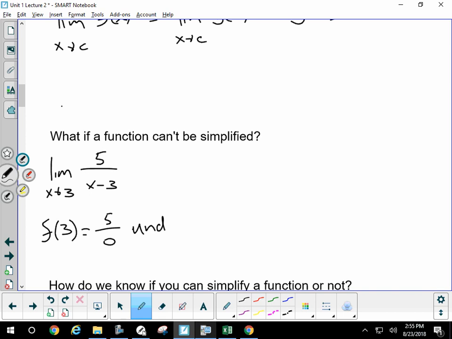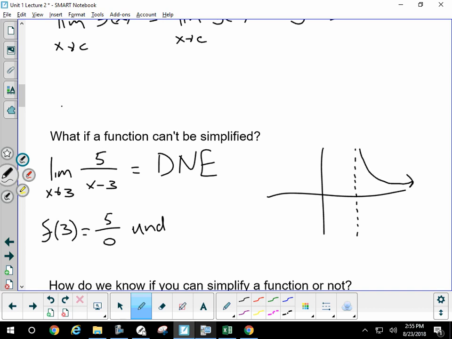But I look at this and I can't factor anything, and I can try to manipulate stuff, but it's not going to change anything. Okay? Instead, we're going to say that this limit actually does not exist. And why doesn't it exist? Because this location, x equals 3, is a location of a vertical asymptote. Our function will approach the line x equals 3, but we'll never get to it. And we are definitely not approaching the same value from the left and from the right of 3. We're approaching one of the infinities, positive infinity or negative infinity.